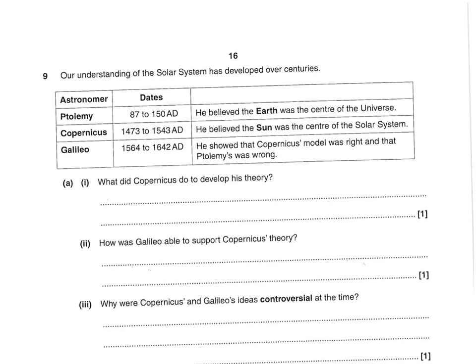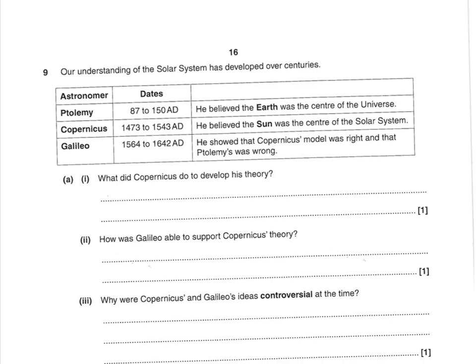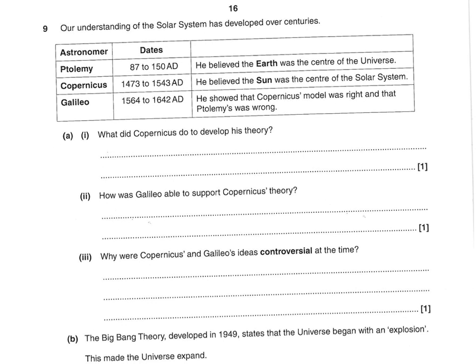How was Galileo able to support Copernicus' theory? So again, only 1 mark for any of these. So you can say he used a better telescope. You could say he invented or developed a telescope. You could say he observed moons around Jupiter. Or you could say that he observed that not all bodies orbited the Earth. And then why were Copernicus and Galileo's ideas controversial at the time? So it's the idea that it contradicted religious views. So that's your mark there.